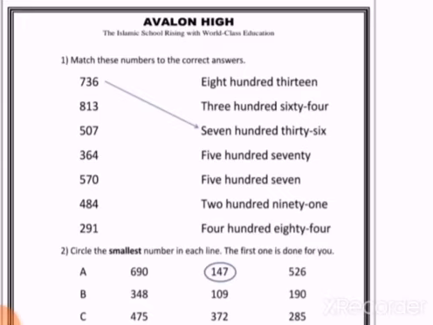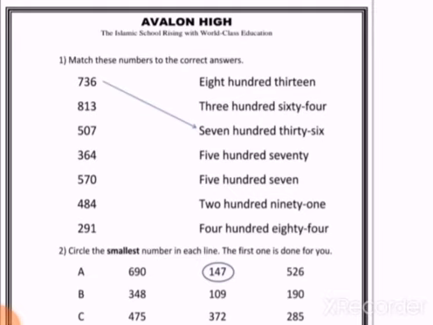In part B, 348, 109 and 190. You can see that 1 is in the place of 100. 1 is smaller than 3. Now there are two numbers starting from 100. फिर आपने किसको compare करना है, tenth place को. 0 is below than 9. 0 जो है 9 से छोटा है. So automatically 109 will be smallest among these three numbers.